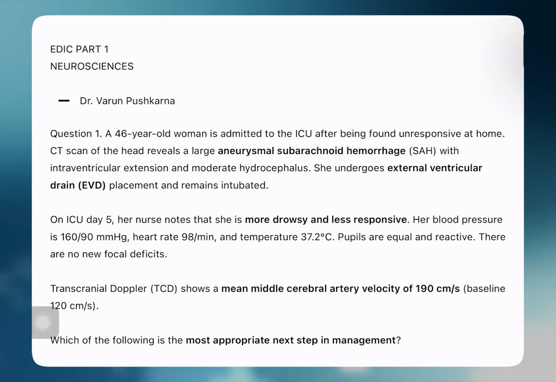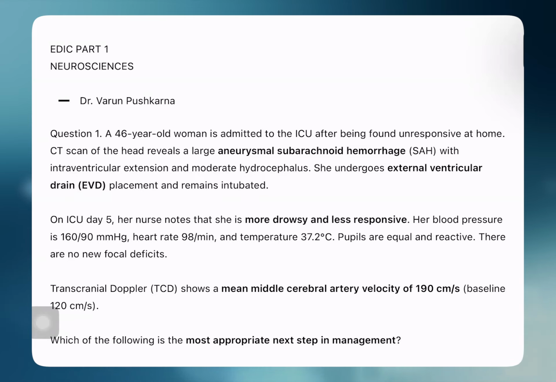So let's begin with one of the most important topics, aneurysmal bleed. We will do it in a vignette way because that is how it is going to come in the exam. Theory you all have read. I will only tell you how we will implement the theory while we are attempting the questions.